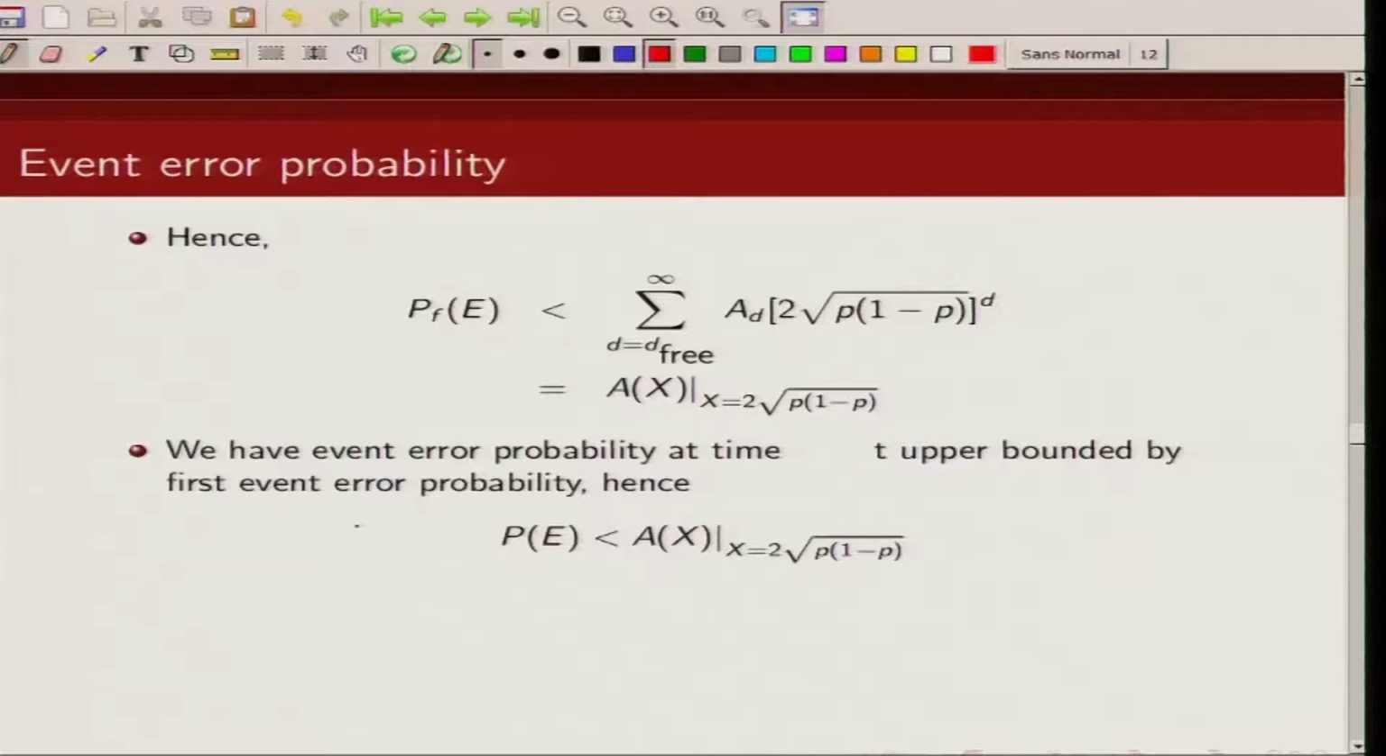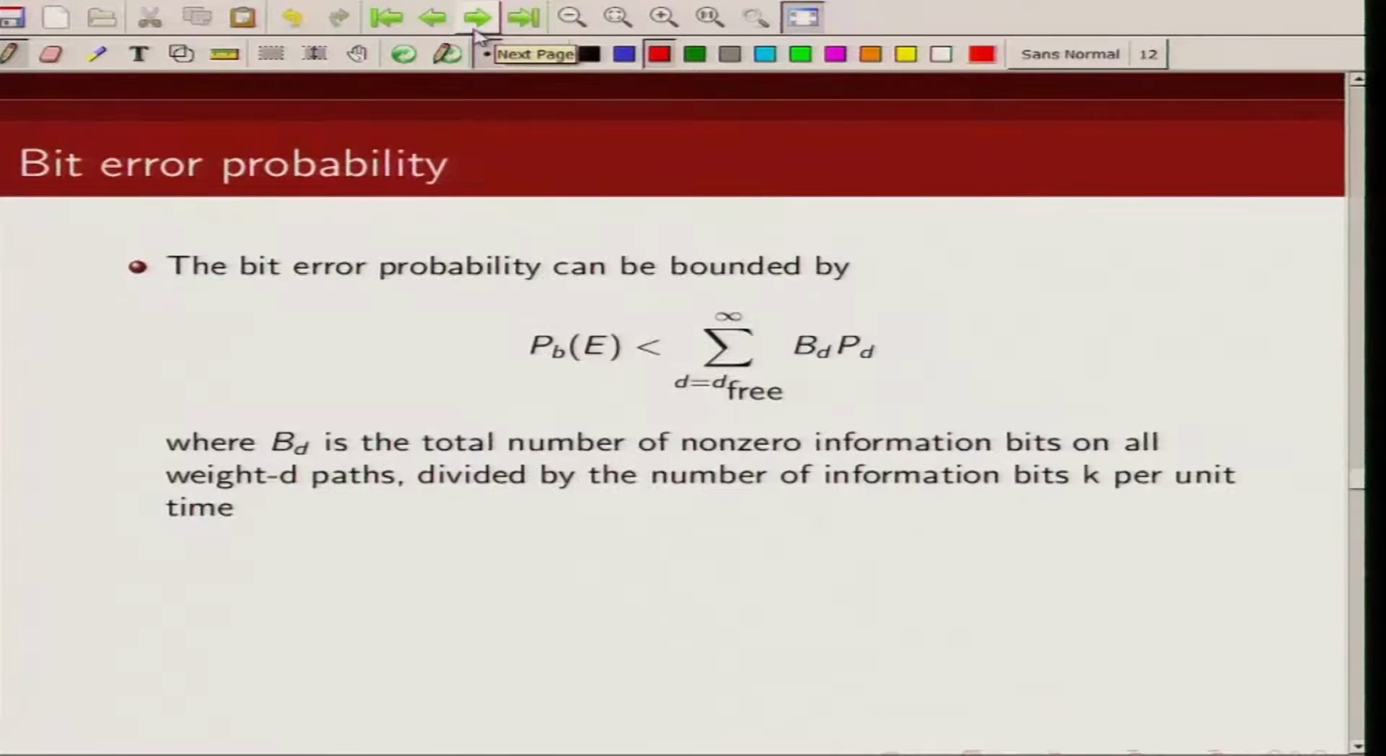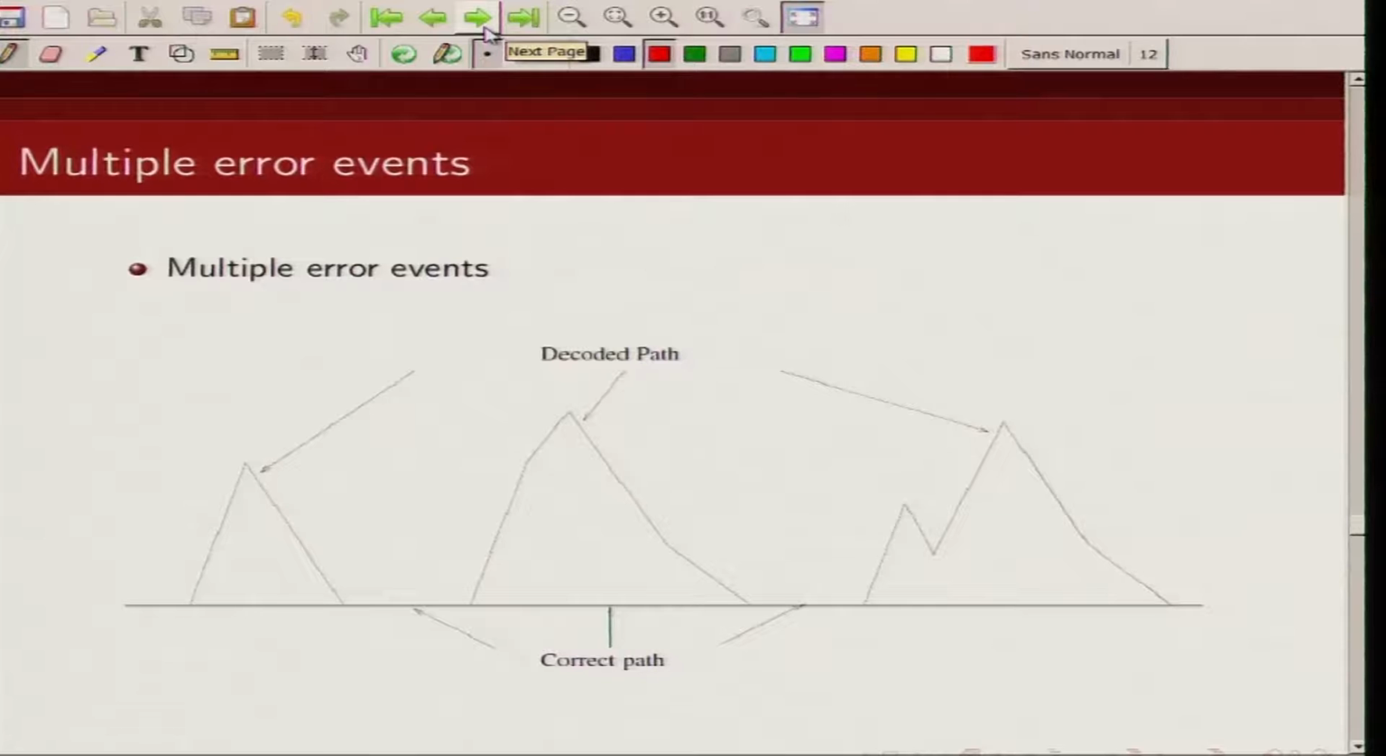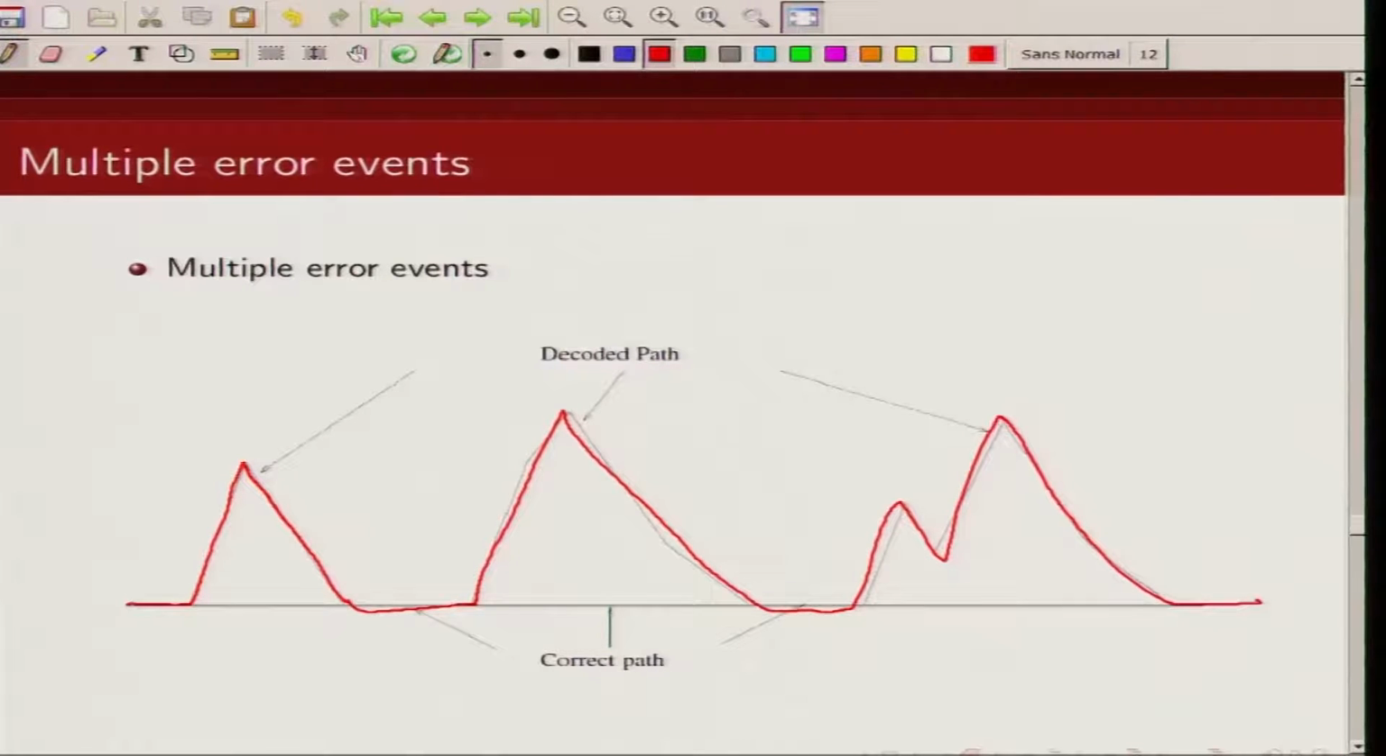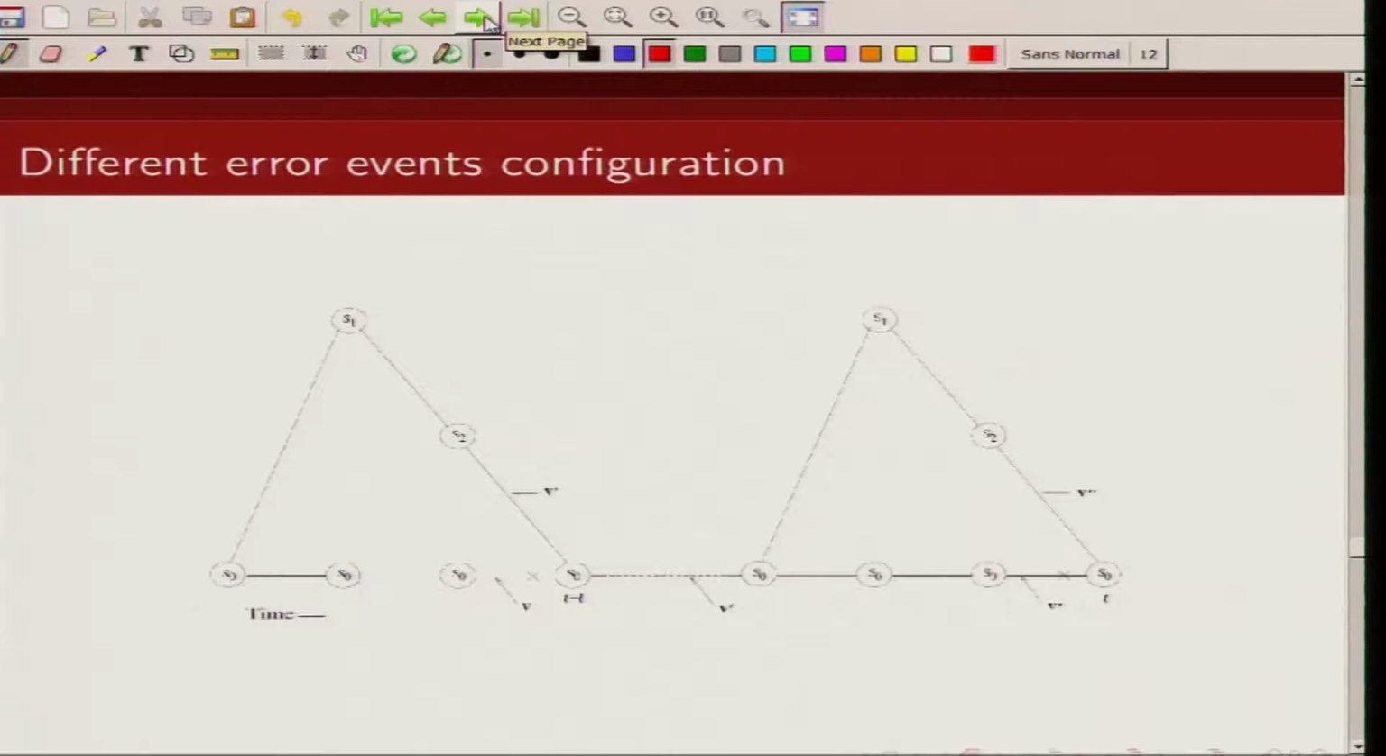Now, what sorts of error events can happen? So, let us just spend some time on that. What type of error events can happen? So, of course, you can have a scenario where you have multiple error events. So, you diverged from all 0 state, you merged back, then you again diverged, you merged back, you diverged, you merged back. This can happen. Now, if your decoded path is this, that means the metric that you are getting here is better than the metric value for all 0 state, and that is why you are deciding in favor of this. Now, there are multiple ways in which these errors can happen.